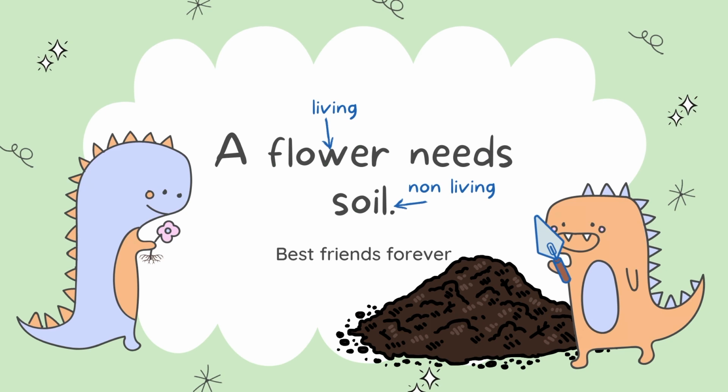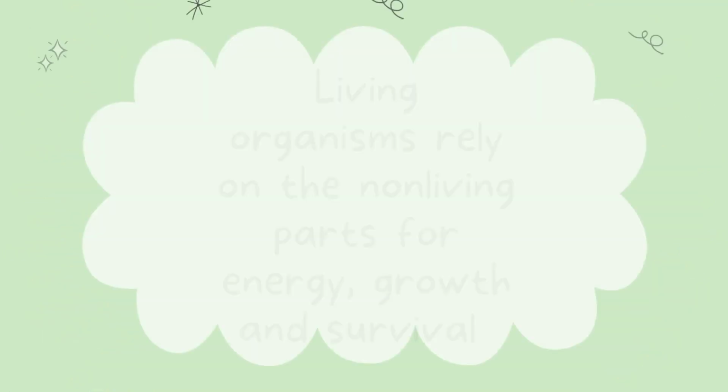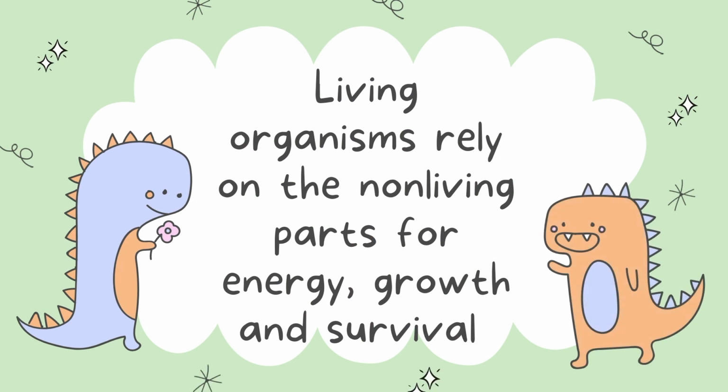Just like this living flower depends on the non-living soil to grow. It even depends on the sun, another non-living part, for energy. And wait, there's more. It also depends on the rain. It relies on other living organisms too, like bees and pollinators. Each living organism relies on other living organisms and on non-living parts for energy, growth, and survival.